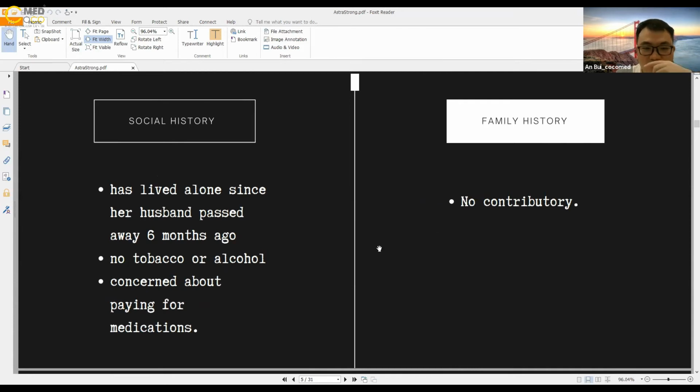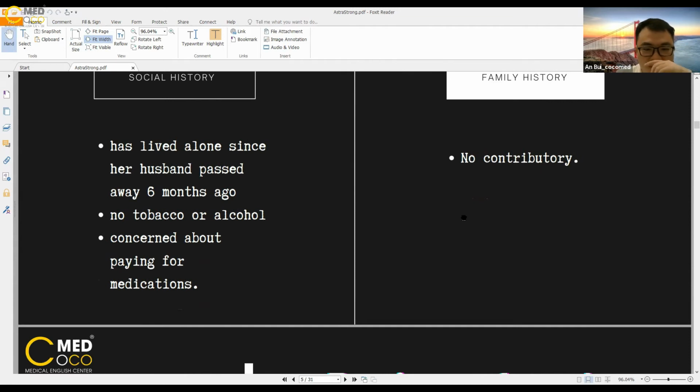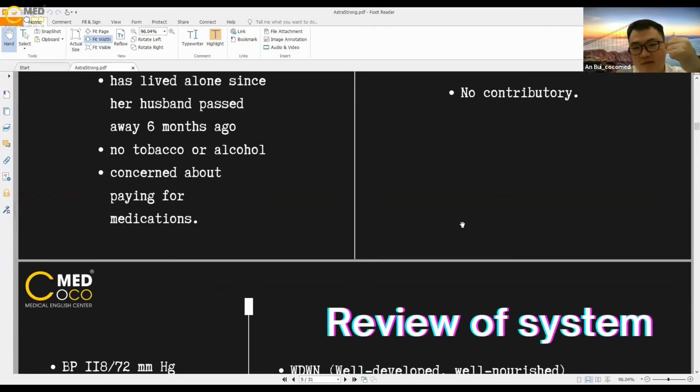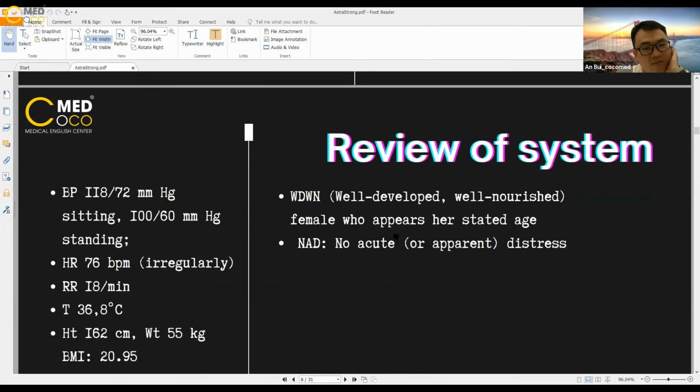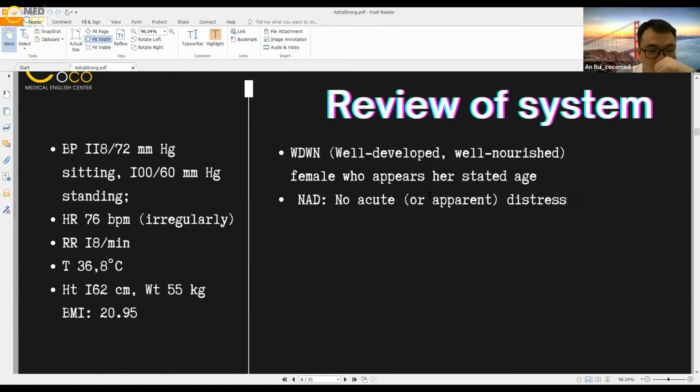Family history, nothing significant from her parents, because they just died of natural causes, because of their age. Review of the system. The blood pressure when she was sitting is 118 over 72, and when standing 100 over 60. Her heart rate is 76 beats per minute, irregular. And respiratory rate is 18 per minute.